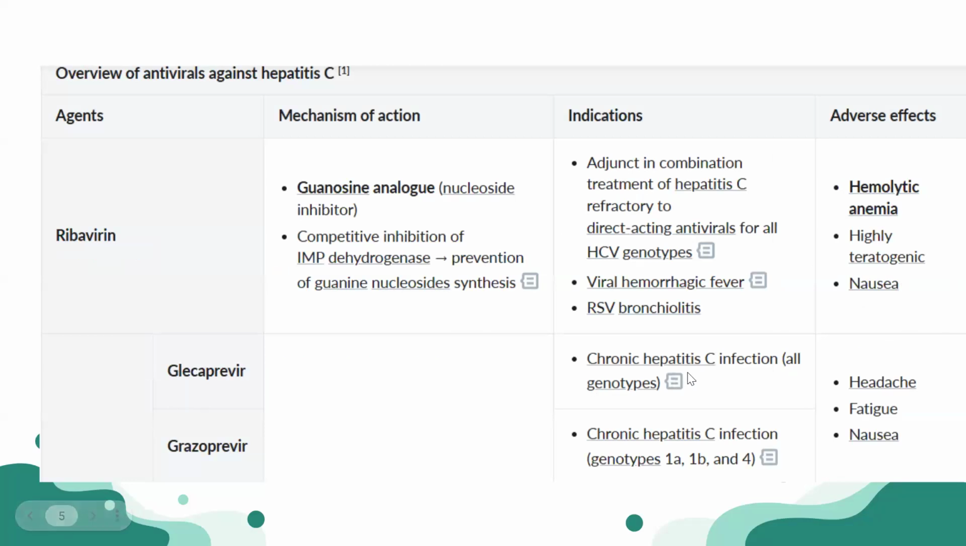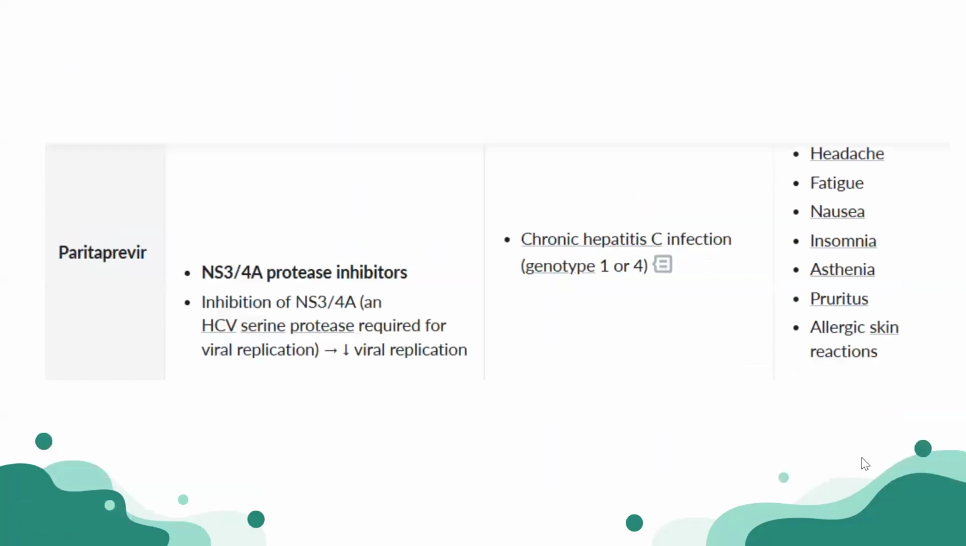So yeah, glecaprevir in general is used for chronic hepatitis C. It causes headache, fatigue, nausea. Peritaprovir is used for, again, chronic hepatitis C, and specifically genotype 1 or 4, right? It has some of the vague side effects like headache, fatigue, nausea, insomnia, but then pruritus and different skin allergies is something that distinguishes this from other protease inhibitors.